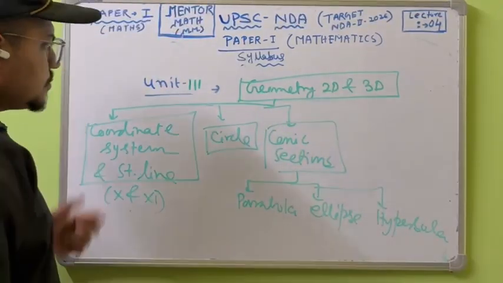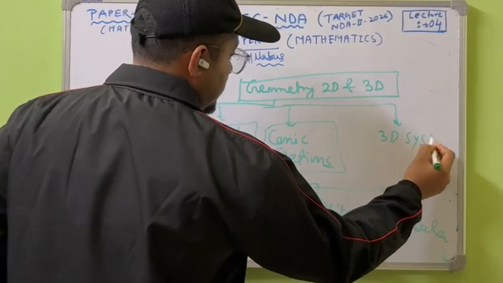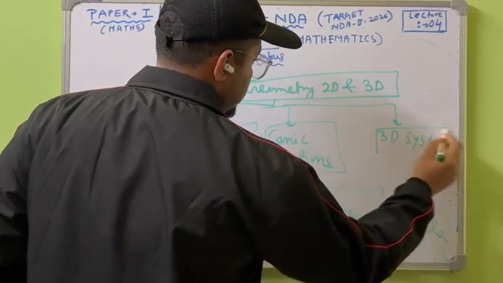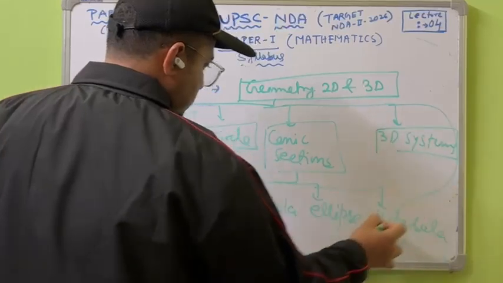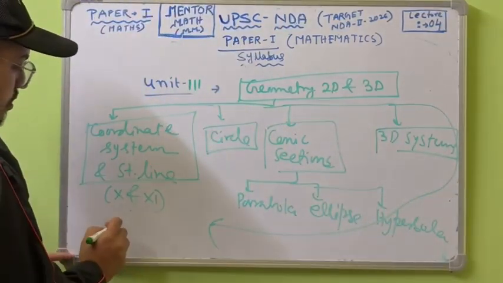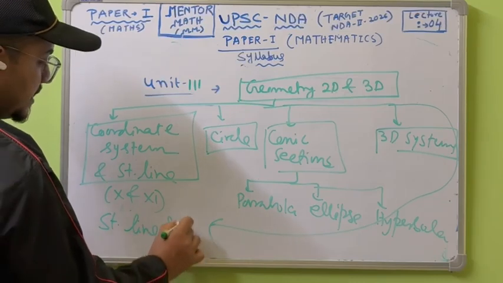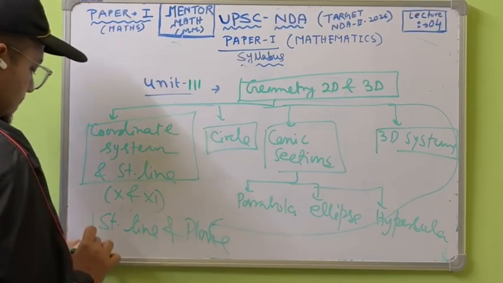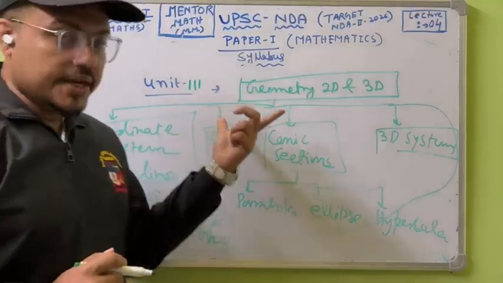And next comes to your 3D part, 3D system, three-dimensional system. From 3D dimension, basic 3D system, and as well, you can write a note please, that is your straight line in your 3D, and plane topic. Plane is out of syllabus in your class 12, but included in your NDA as well as JEE.